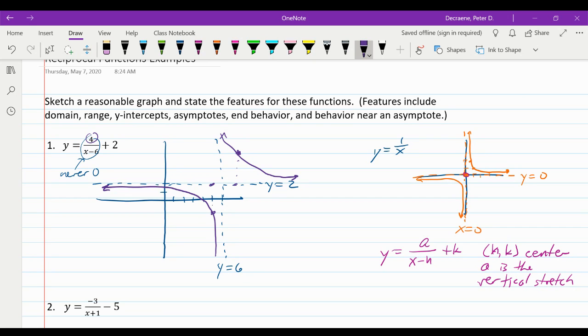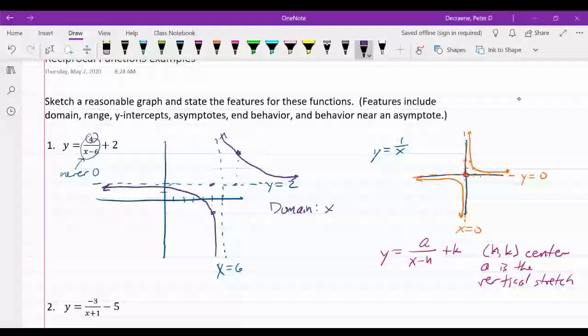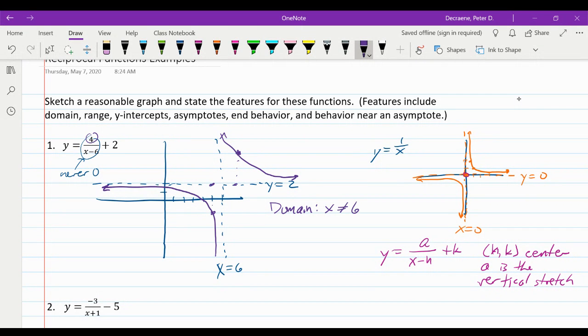So if I'm going to talk about this particular one in terms of the features, the domain is all real numbers except, I wrote that wrong. The vertical asymptote is x equals 6. Sorry about that. The domain is all real numbers except for 6. I can't plug in 6 for x because that would give me 0 in the denominator. So we just write x does not equal 6. And the range, since we never get to y equals 2, there's that asymptote there, we know y does not equal 2.